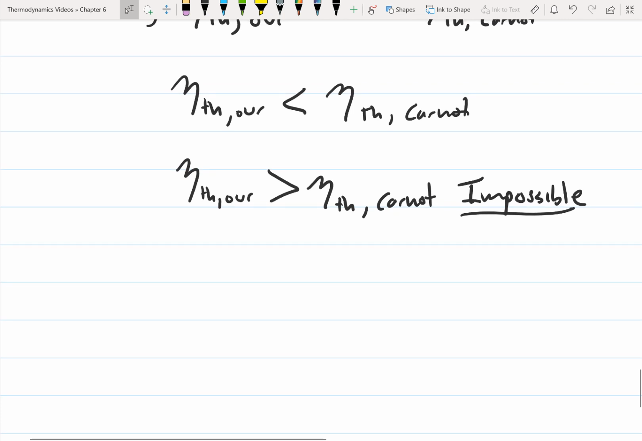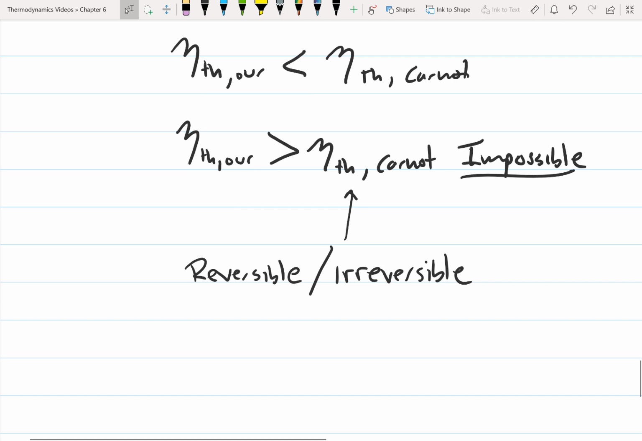So in a future video, we're going to analyze a Carnot heat engine and look at how to calculate its efficiency. Then we're going to look at how we would compare the efficiency of, say, our real heat engine to the Carnot heat engine to see if our real engine is possible. But before we do that, we first need to define what reversible and irreversible are. So I'm going to first do a video on reversible and irreversible, then a video on the Carnot heat engine, and then we're going to look at how we can determine if our heat engine violates the second law.